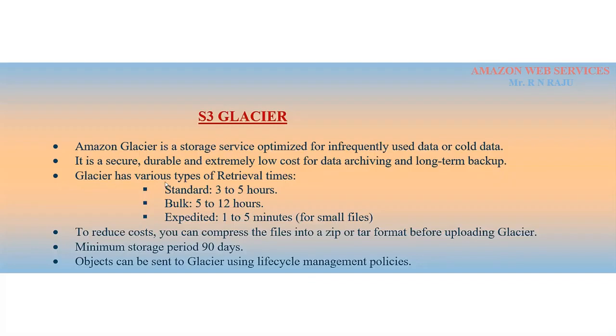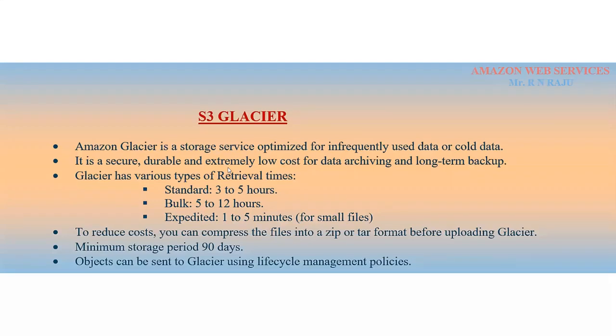So Glacier has various types of retrieval times. Standard 3 to 5 hours, bulk 5 to 12 hours, and expedited 1 to 5 minutes for small files. Okay. So first I will explain what is the use of Glacier. Actually, Glacier is one kind of storage class, like Standard-IA, Intelligent-Tiering, One Zone-IA, Reduced Redundancy, and Glacier. But why is Glacier again a separate service? Actually, Glacier is designed for long-term backups only.